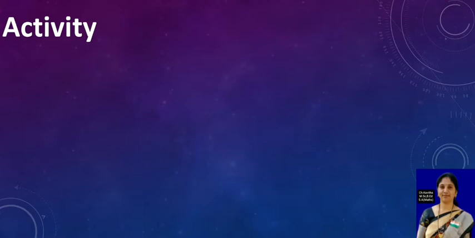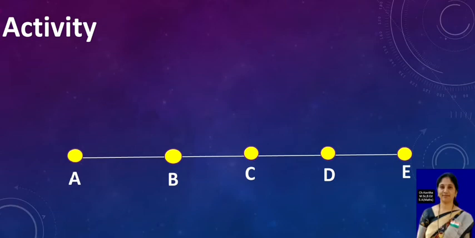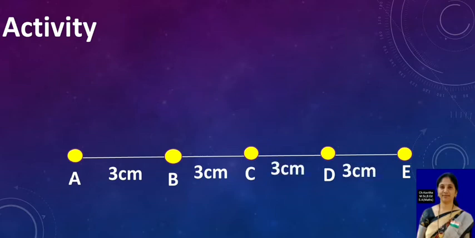What we have to do? First we have to draw a horizontal line. Just indicate the points A, B, C and D, E on this line. The distance of AB is 3 centimeters here. Take the distance of BC also 3. That means the distance from A to C is 6 centimeters. And C to D also 3 centimeters, D to E also 3 centimeters.